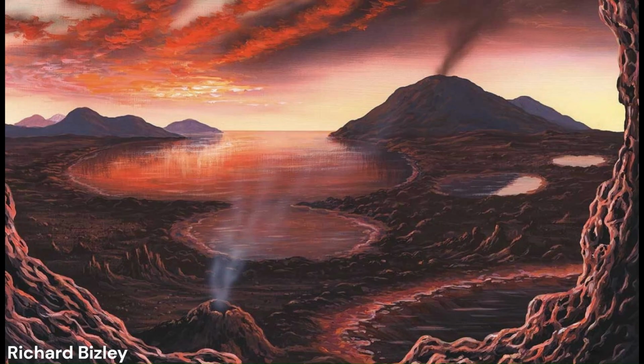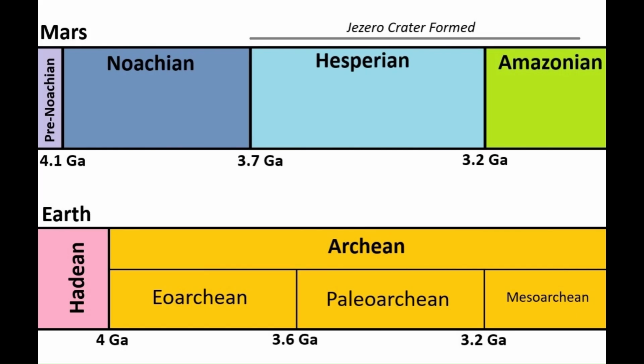While we know iron and sulfur-respiring metabolisms exist, are they likely to have come about this early on Mars? To get an idea, let's use the Earth as a reference. The Noachian and Hesperian periods roughly correspond to the Eoarchean and Paleoarchean eras of the Earth respectively. During the Eoarchean, the only element we see isotopic evidence of life using is carbon.